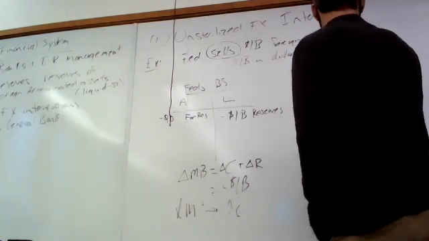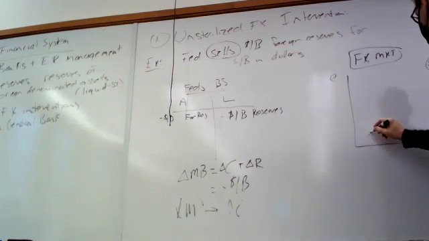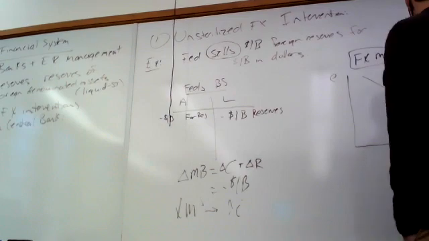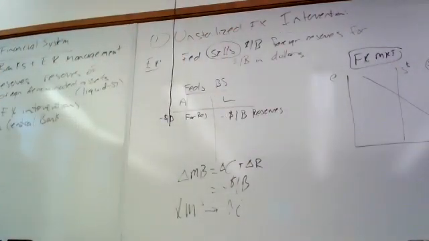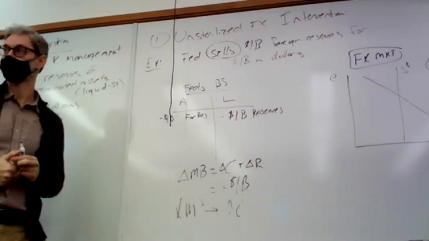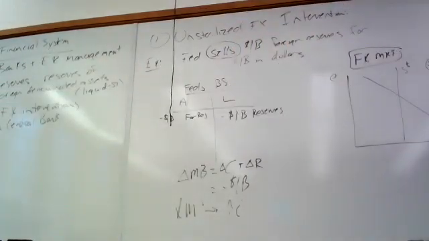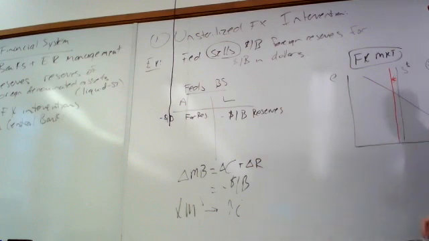Now, what's going to happen in the foreign exchange market as a result of this? Let's think about the dollars. Market for dollars. So remember from Friday, we have the demand for dollars and we have the supply for dollars. What's going to happen? Decrease in supply, right? The Fed has taken $1 billion out of this system, right?